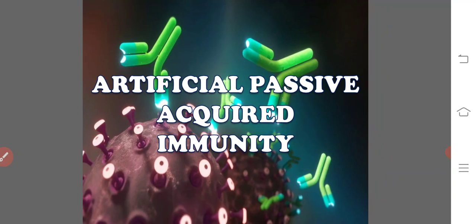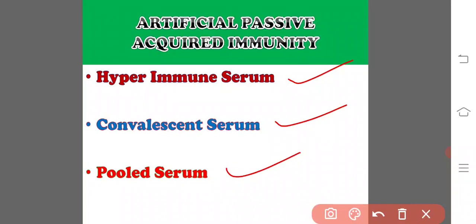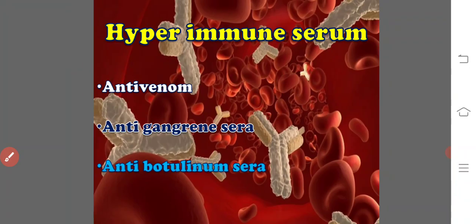Coming to the artificial passive acquired immunity, it is the resistance passively transferred to a recipient by the administration of antibodies. The agents used for this purpose are hyperimmune serum of animal or human origin, convalescent serum, and pooled human gamma globulin, otherwise the pooled serum. These are used for prophylaxis or for therapy. Let us see one by one, the hyperimmune serum.